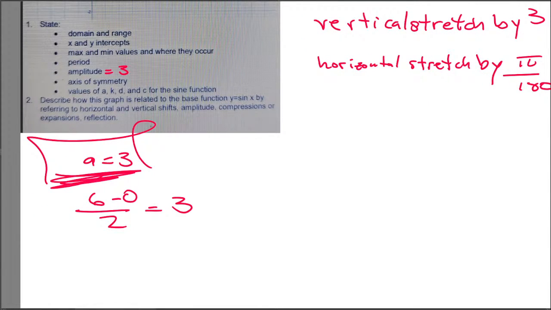Now, I don't understand how this language maps to the way, so the amplitude is 3, vertical shift up 3, horizontal shift to the right 30. Oh, okay, so you guys, instead of stretch, you say expansion. So everywhere I wrote stretch, you should say expansion.